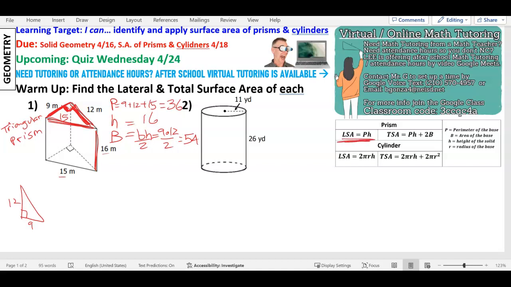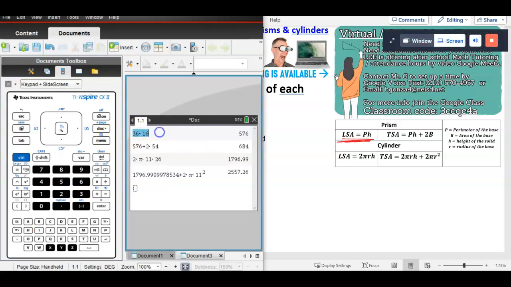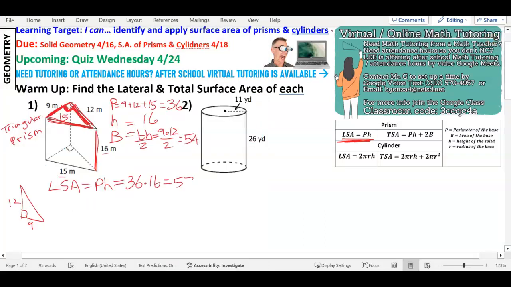So lateral surface area of this prism is just P times H. Well, don't we know that P is 36, H is 16? So we're going to do 36 times 16, and we already got it earlier, 36 times 16 is 576. And that's meters squared because we're talking about a surface area. Areas are always two-dimensional, okay? So again, you can't do PH until you figure out P, and you know H, okay?